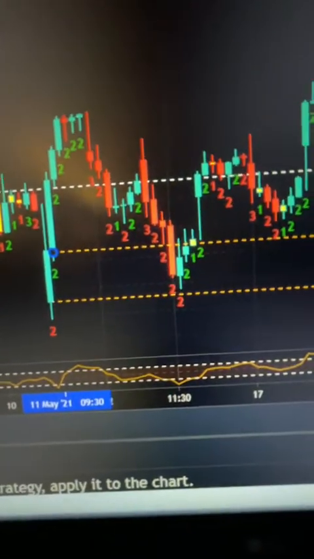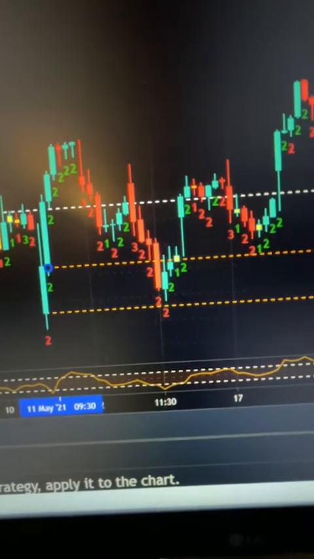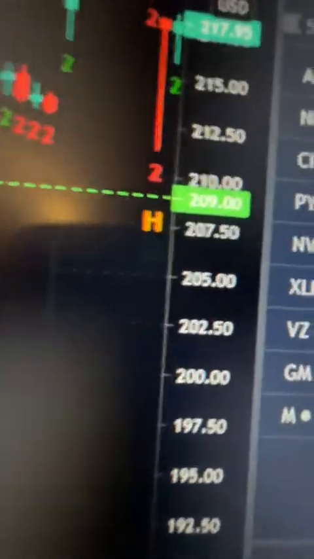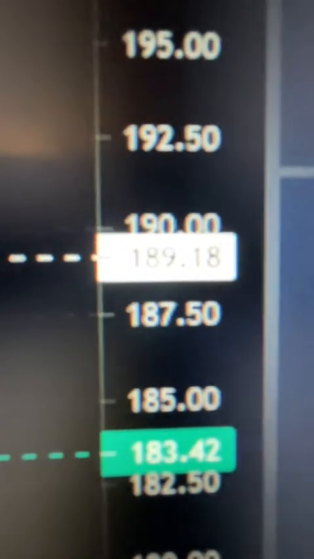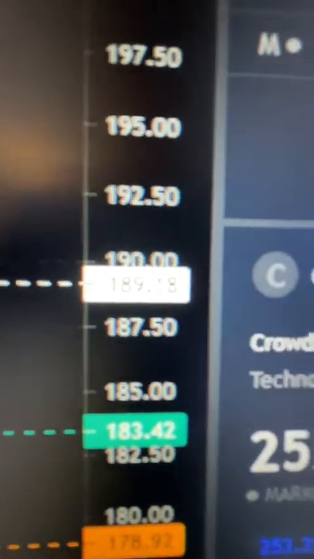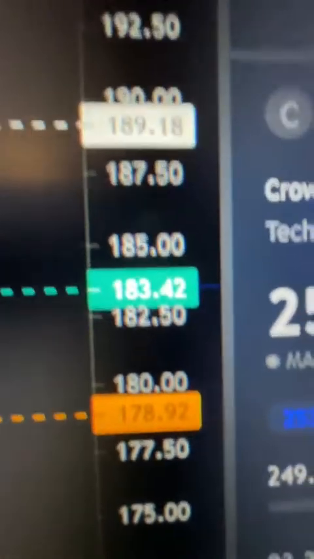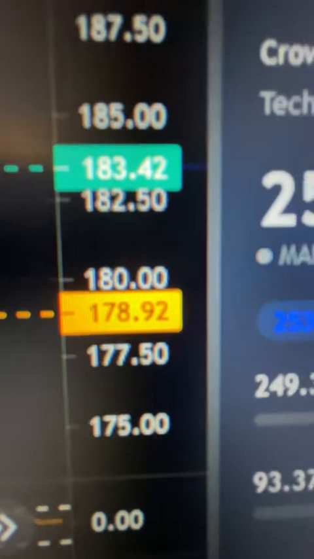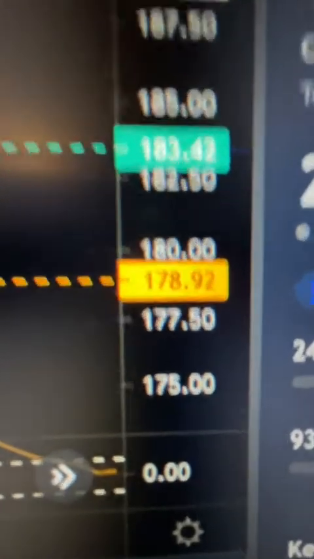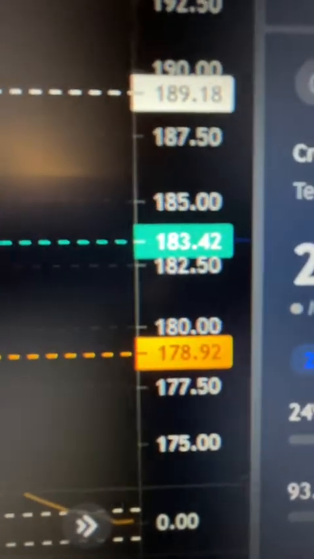And let me change that color. Let me change that to boom. You see how now the month open was 209. It uncoupled from the month, and the week uncoupled on the second week where it opened at 189.18. The week and the day uncoupled on Tuesday when it opened at 178.92, and then the day and the hour uncoupled when the second hour happened, which was 183.